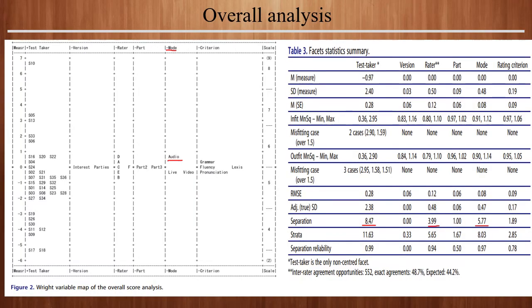Now you can see two pictures, one is figure 2, another one is table 3. These two pictures provide us an overview of the research result of the 6 facets analysis. You can see in figure 2 the column named Mode. The audio ratings were higher than both live and video ratings, and in table 3 all 6 facets were examined for data model fits, which confirm that the in-fit and out-fit mean square values of all elements included in the 6 facets are productive for measurement.